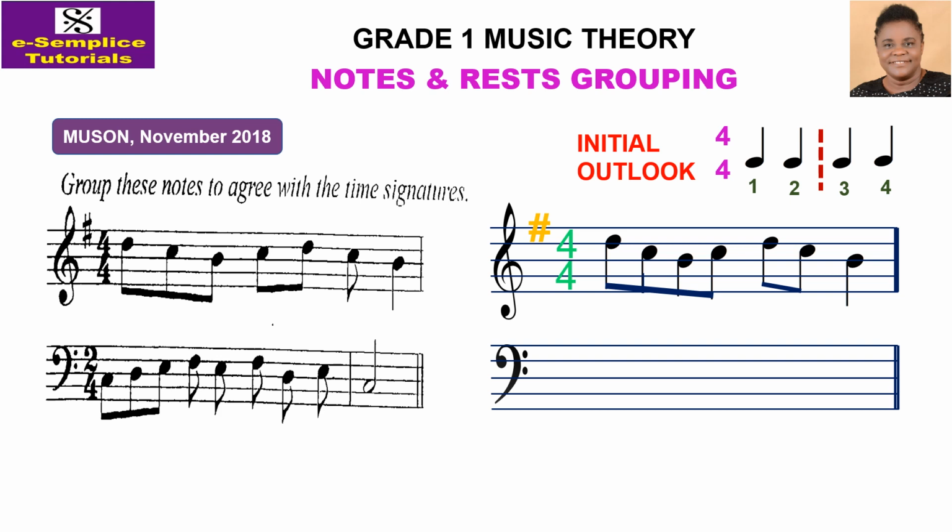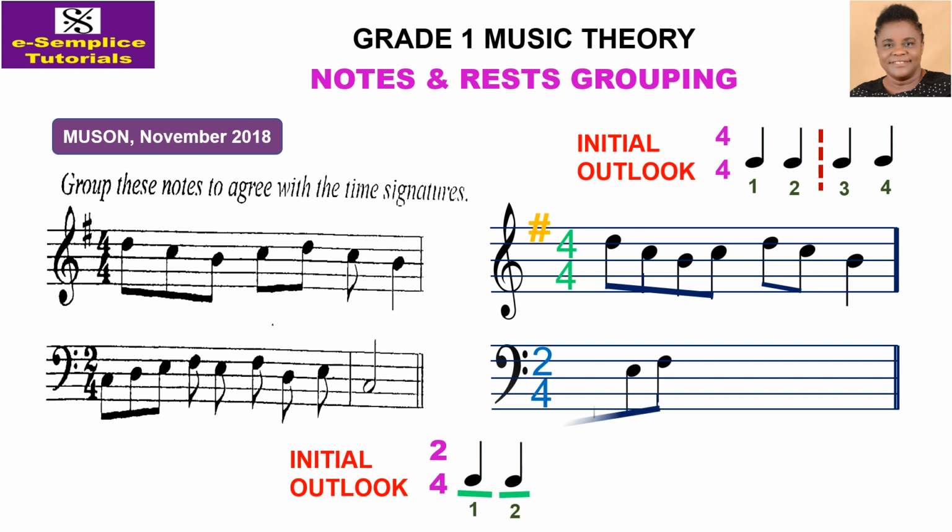and that bar is correctly grouped. Now let's go to the next one, 2/4 time initial outlook. Now look at it. We are looking for 2 crotchet beats, and you know that is a total of a minim. So it is allowed in 2/4 time for you to beam 4 quavers together. So the first bar will be made up of 4 quavers, which forms a minim, which forms 2 crotchets in a bar. The next appropriate thing is to add a bar line.